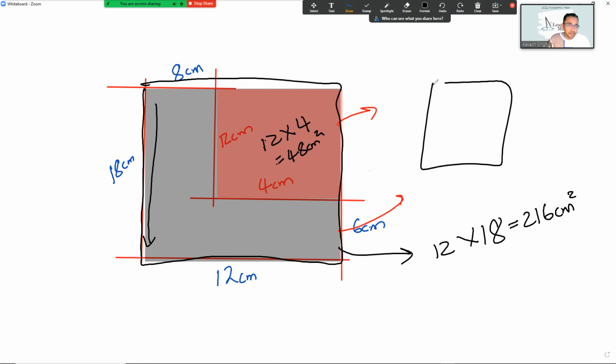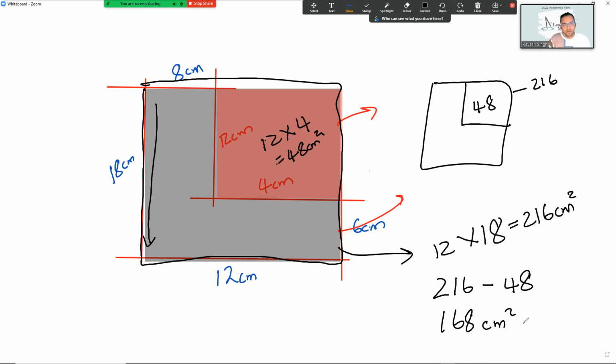So the big area is 216, and the small area is 48. We take 216 minus 48, and we get 168 as well. Let me just make sure. Yeah, 168 centimeters squared. So there are 3 ways of working that one out. Okay, that's the L-shaped composite.